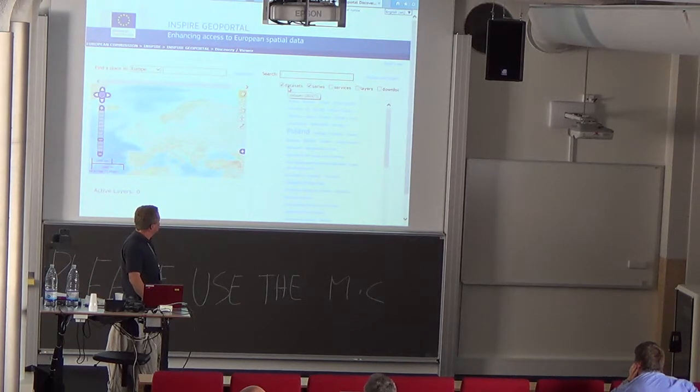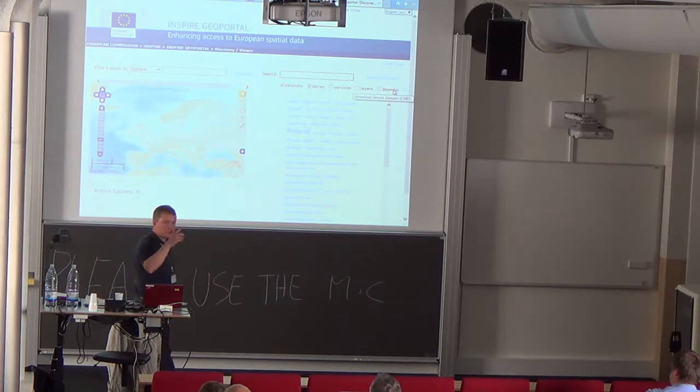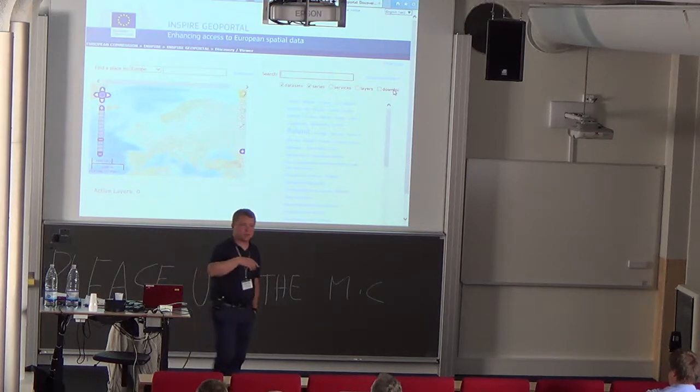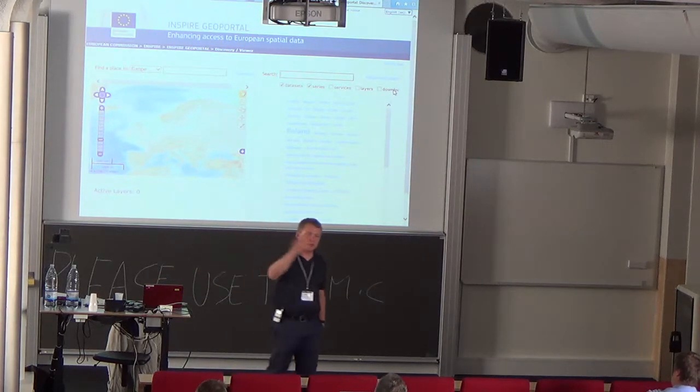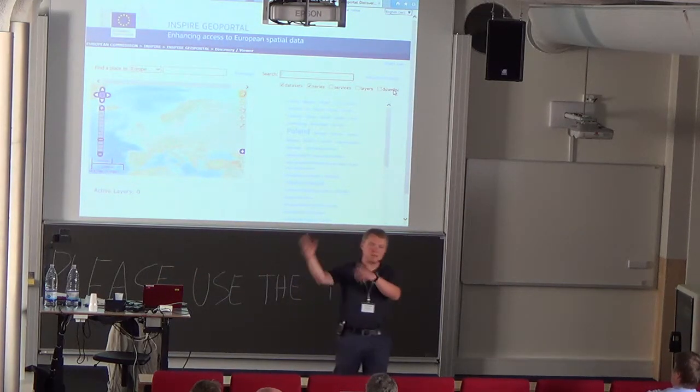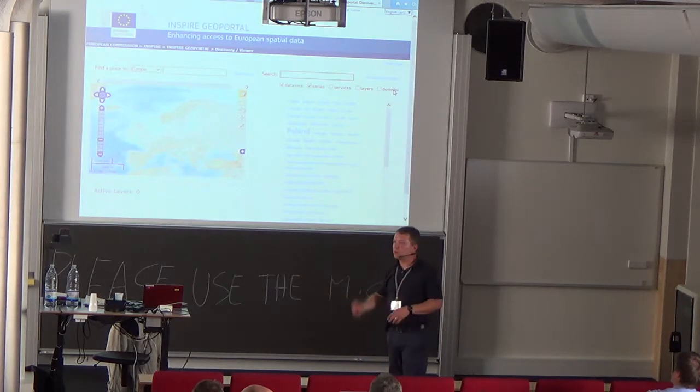At the moment, there are a lot of metadata records. For example, for datasets there are almost 300,000. For series, 800. Services, almost 27,000. Layers, almost 60,000, and download services 17,000. These numbers are really changing day by day, because when member states establish new services, they send a request to the Inspire Geoportal to be connected.